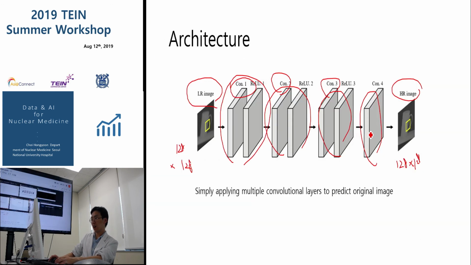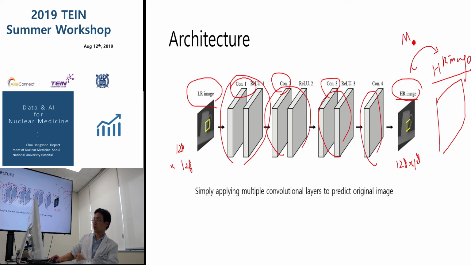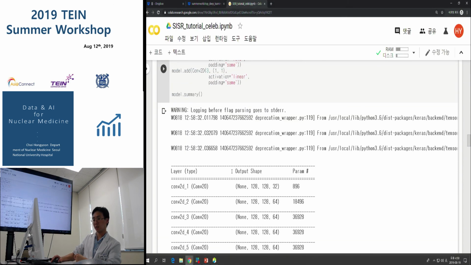The final output is the predicted output, and here is the real high resolution image. The model is optimized by minimizing the error between the predicted high resolution image and the real high resolution image. The loss is defined by mean squared error, so it minimizes the distance between these images. This is the objective of this deep learning model.